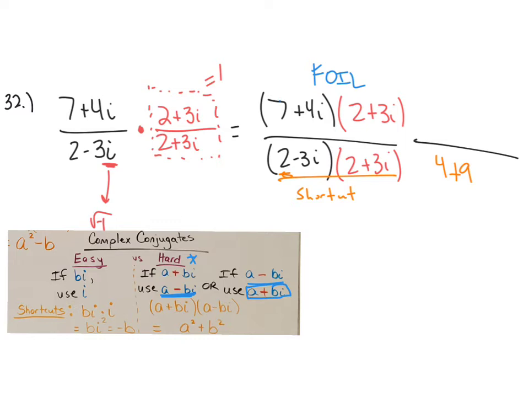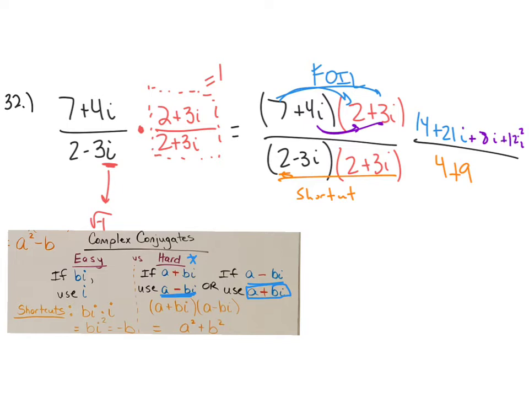Now, for the top, I'm going to FOIL. So 7 is going to go over to 2, give me 14. Then 7 is going to go over to 3i, it's going to give me 21i. Now, 4i is going to go over to 2 to give me 8i. And then 4i is going to go over to 3i to give me 12i squared. I'm going to rewrite that a little bit. So 4i goes over to 2, gives me 8i. And then 4 times 3 is 12, and i times i is i squared. So it's going to be plus 12i squared.